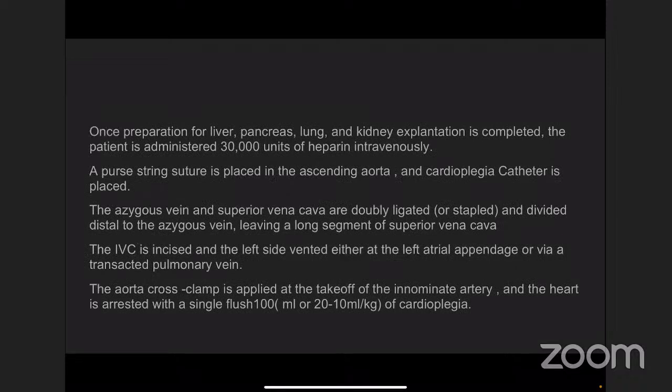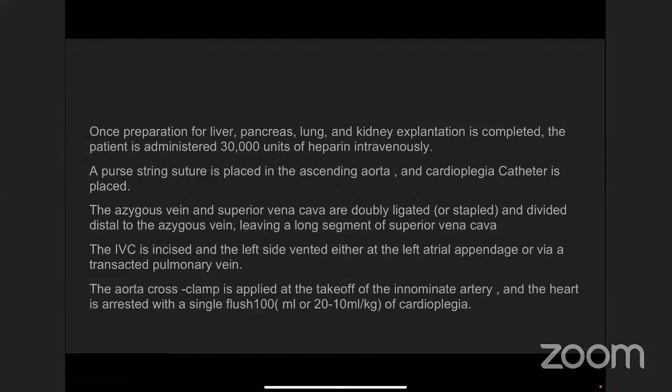Once preparation for liver, pancreas, lung, and kidney explantation is complete, heparin is given IV, a pursestring suture is placed in the ascending aorta, and a cardioplegic catheter is placed. The azygous vein and superior vena cava are doubly ligated and divided distal to the azygous vein, leaving a long segment of the superior vena cava. The IVC is incised and the left side vent is put either in the right atrial appendage or in the transected pulmonary vein. The aortic cross clamp is applied.